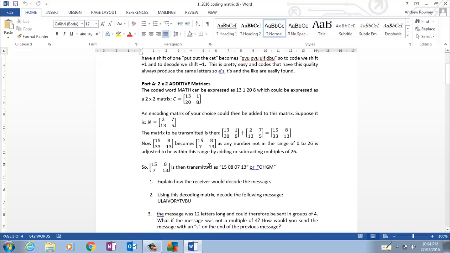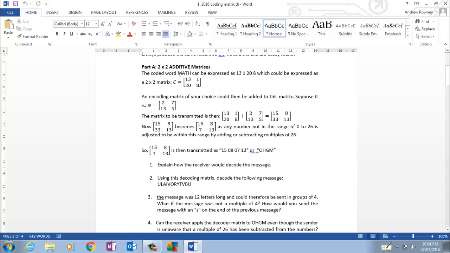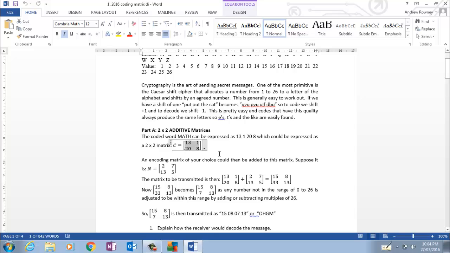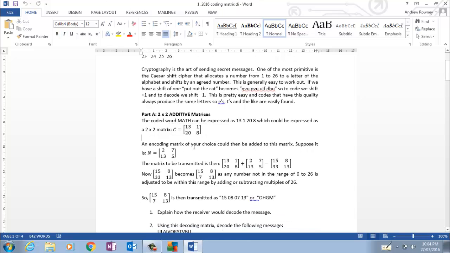So part A, we're going to code the word math. Now if we get the letter M, M corresponds to 13, so we put M first, up the top left, and then A is the number 1, top right, and then bottom left is T, which is 20, and bottom right H, which is 8. So that's math coded as a matrix in number form. We then have to code it to try and make it difficult for it to be cracked by someone.